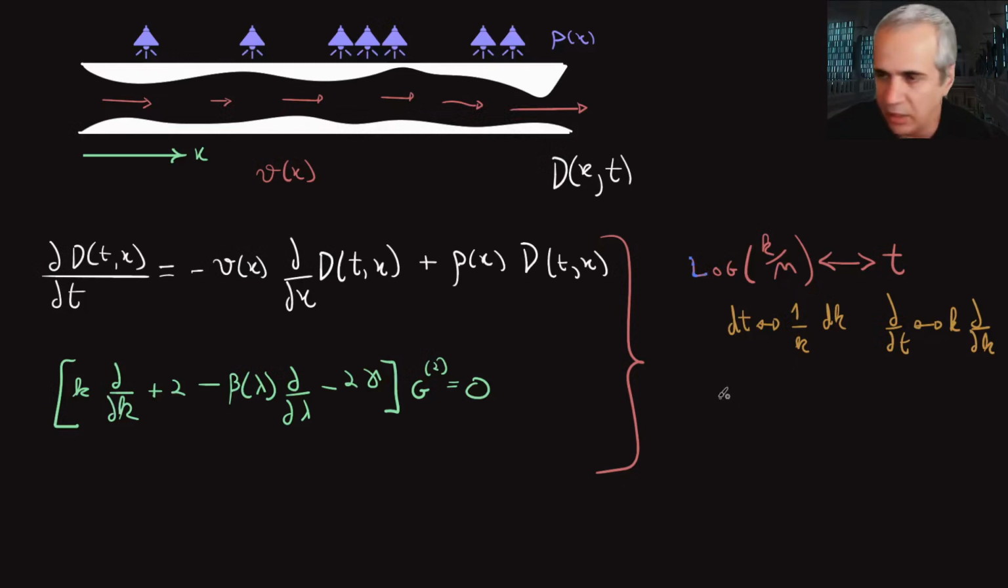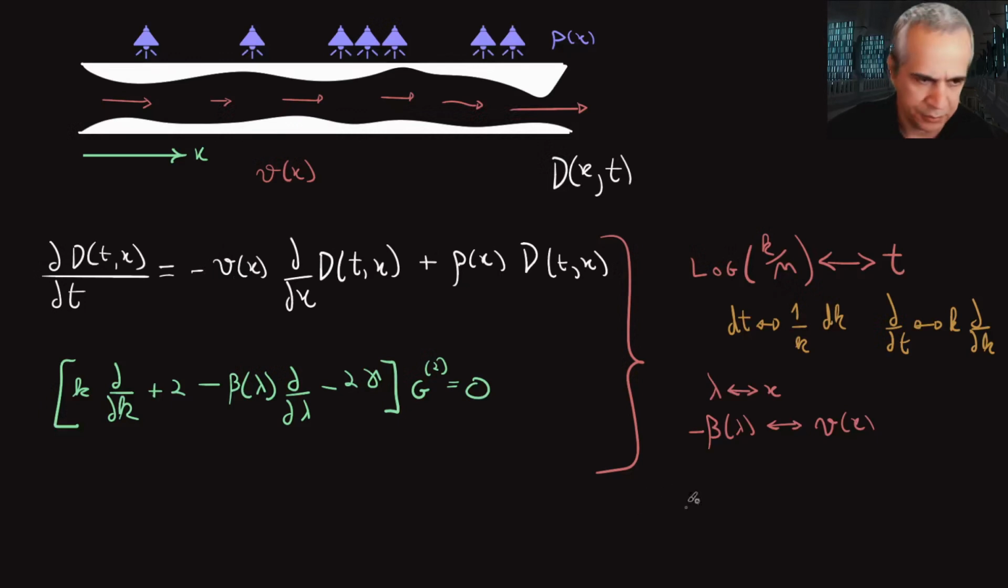right? Lambda will be mapped into x, right? This is the easiest part, right? Beta, the beta function of lambda represents this velocity of the drag there, right? Except they have opposite signs, right? You see, if I throw this to the left side, this guy will be positive, this one will be negative, right?